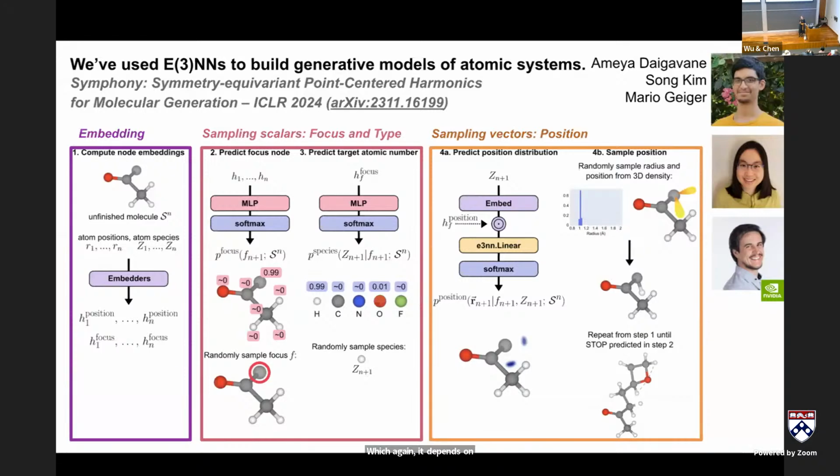You can also condition various things for diffusion models too. But this one, it makes it very clear when you can intervene. I could just force it to put a carbon down, even if it doesn't think that's very likely.